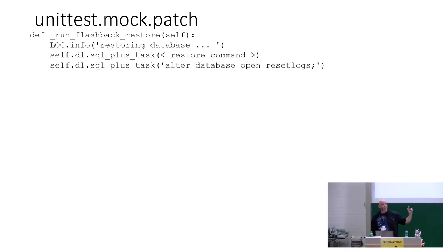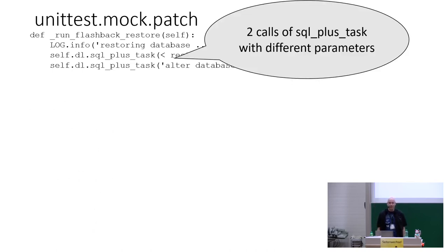In this case, this is a restore command, and a database restore has actually two parts. The one is restoring the database, and at the time when you restore the database, it's not open, nobody can access it for obvious reasons. And then afterwards, you would, with the open command, make the database available to the public. Two calls with two different parameters.